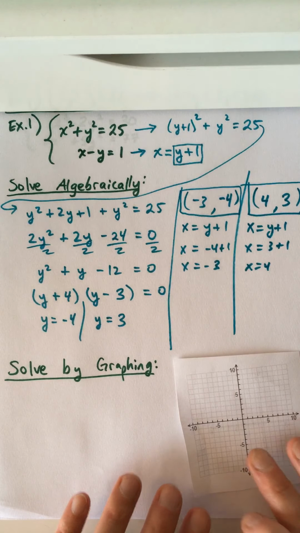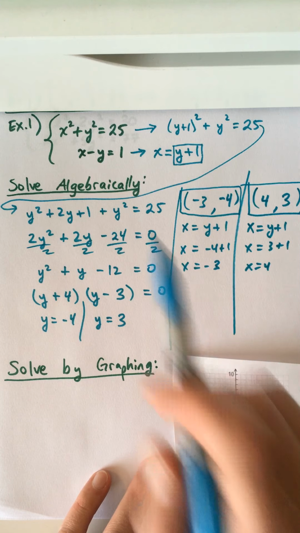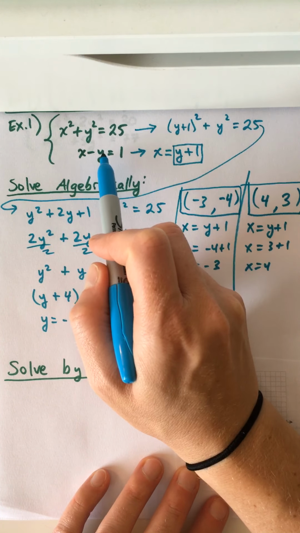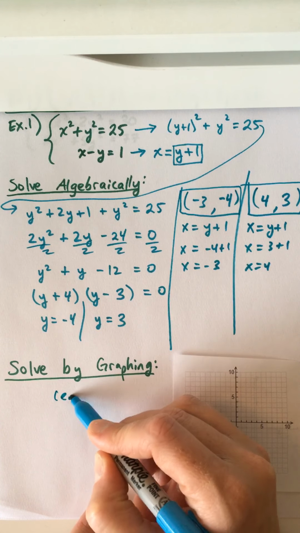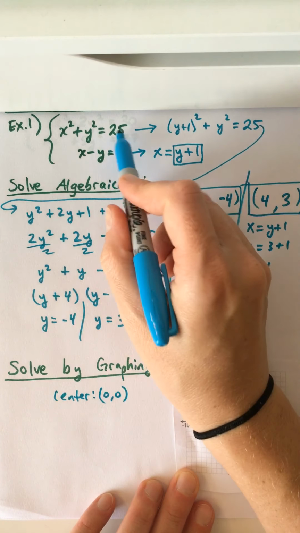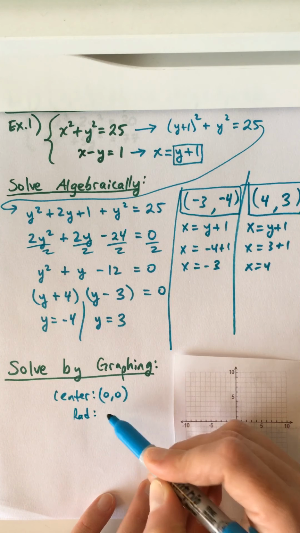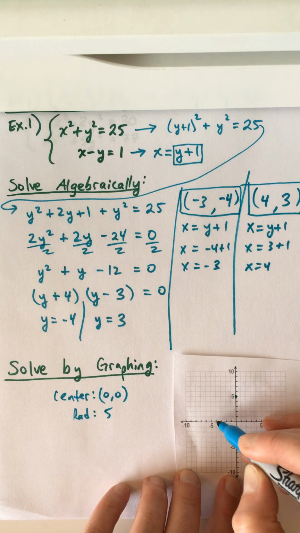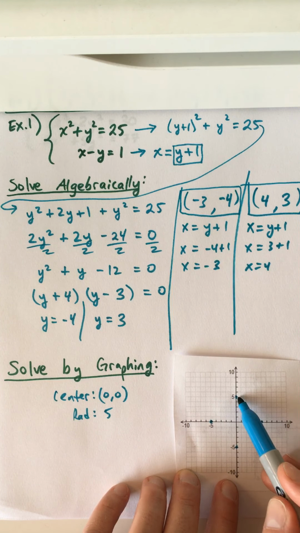We can think about that exact same example and we can solve it in a different way. We can solve by graphing. Well, this first equation, x squared plus y squared, is the general form of an equation of a circle. The circle has the center 0, 0, and r squared is 25, which means the radius is 5. So if I start at 0, 0 and I think about a radius 5, here's what the circle would look like.